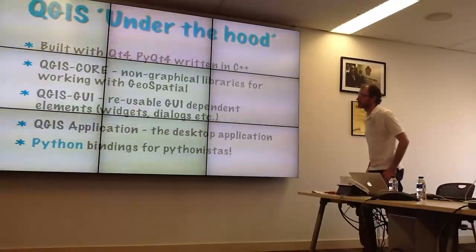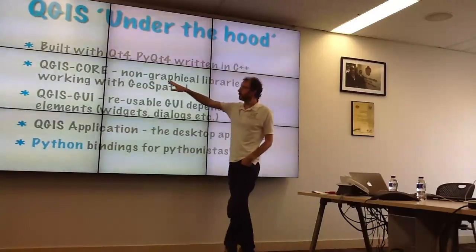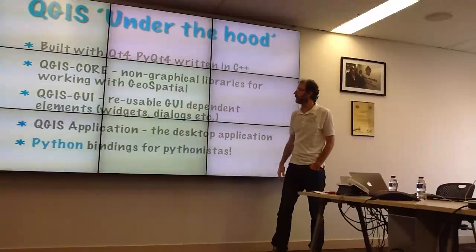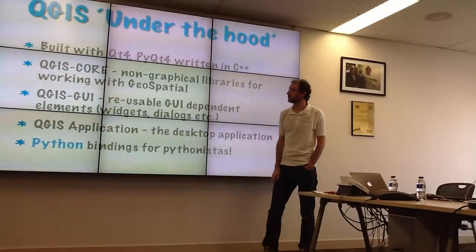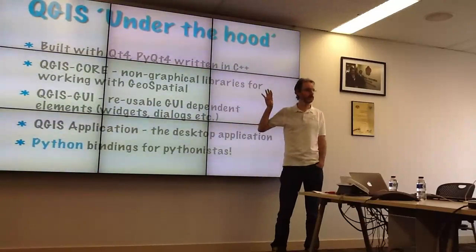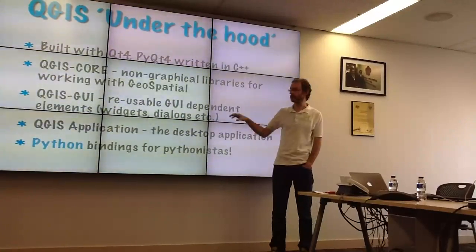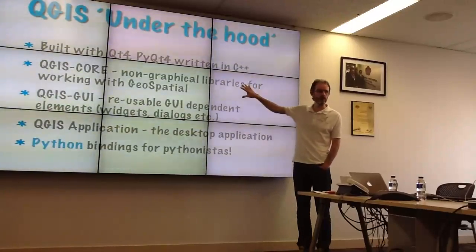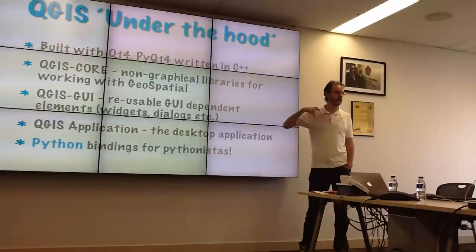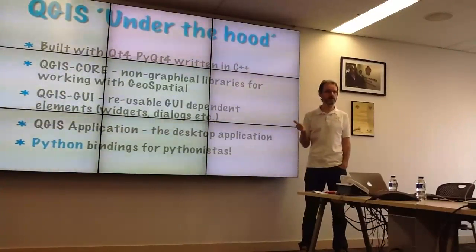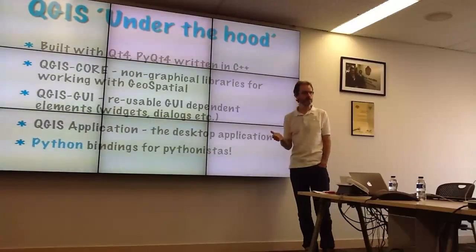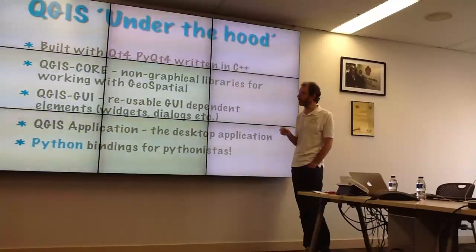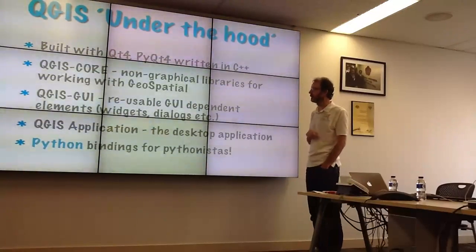But what's interesting is that under the hood, QGIS is built with Qt 4, which is the toolkit that I was showing you at the beginning of this talk. And we've got the PyQt bindings, so that means we can program and extend QGIS in Python. QGIS is made up of different parts. It's got the core library, which is all the non-graphical user interface parts. It's the things that let you deal with opening data sets, saving data sets, doing geospatial analysis, and so on.